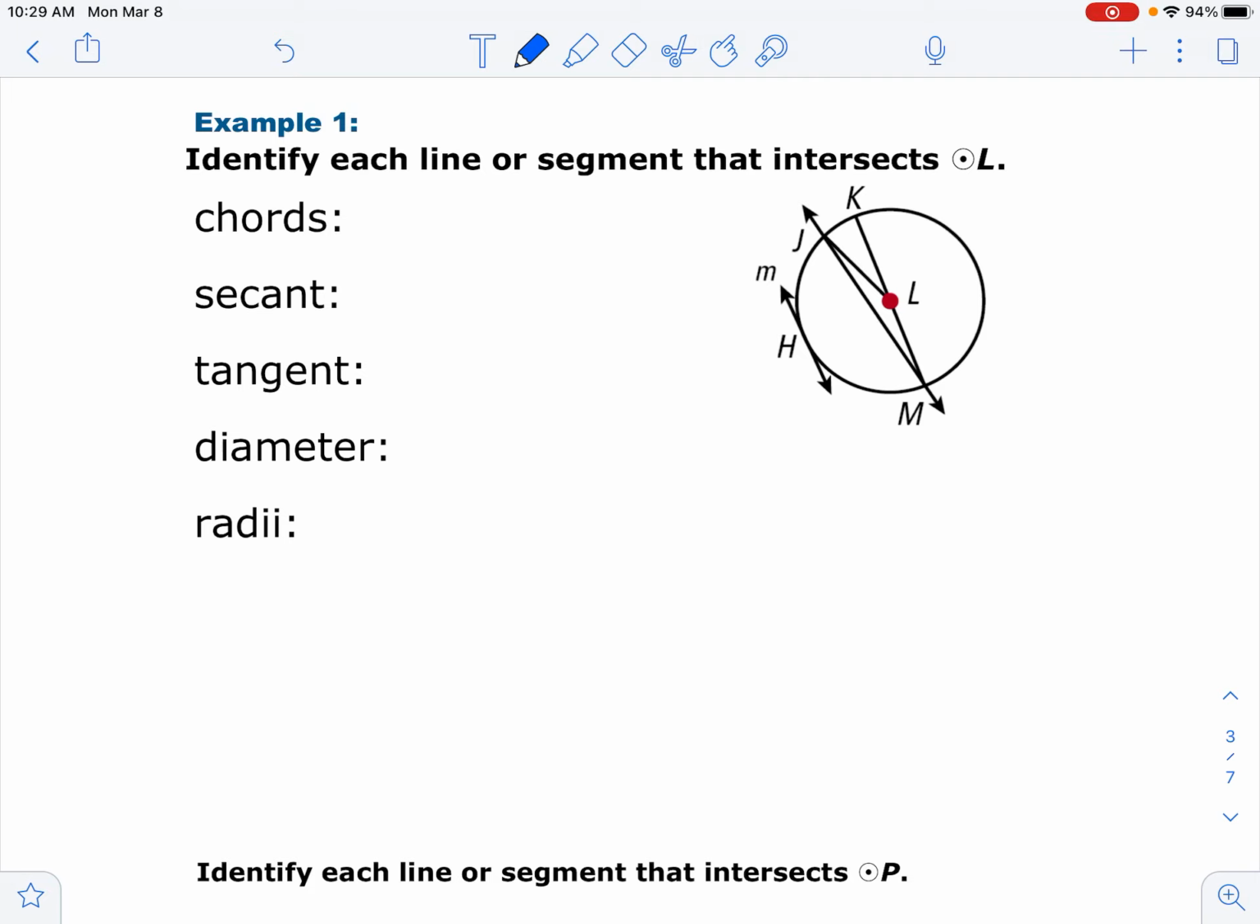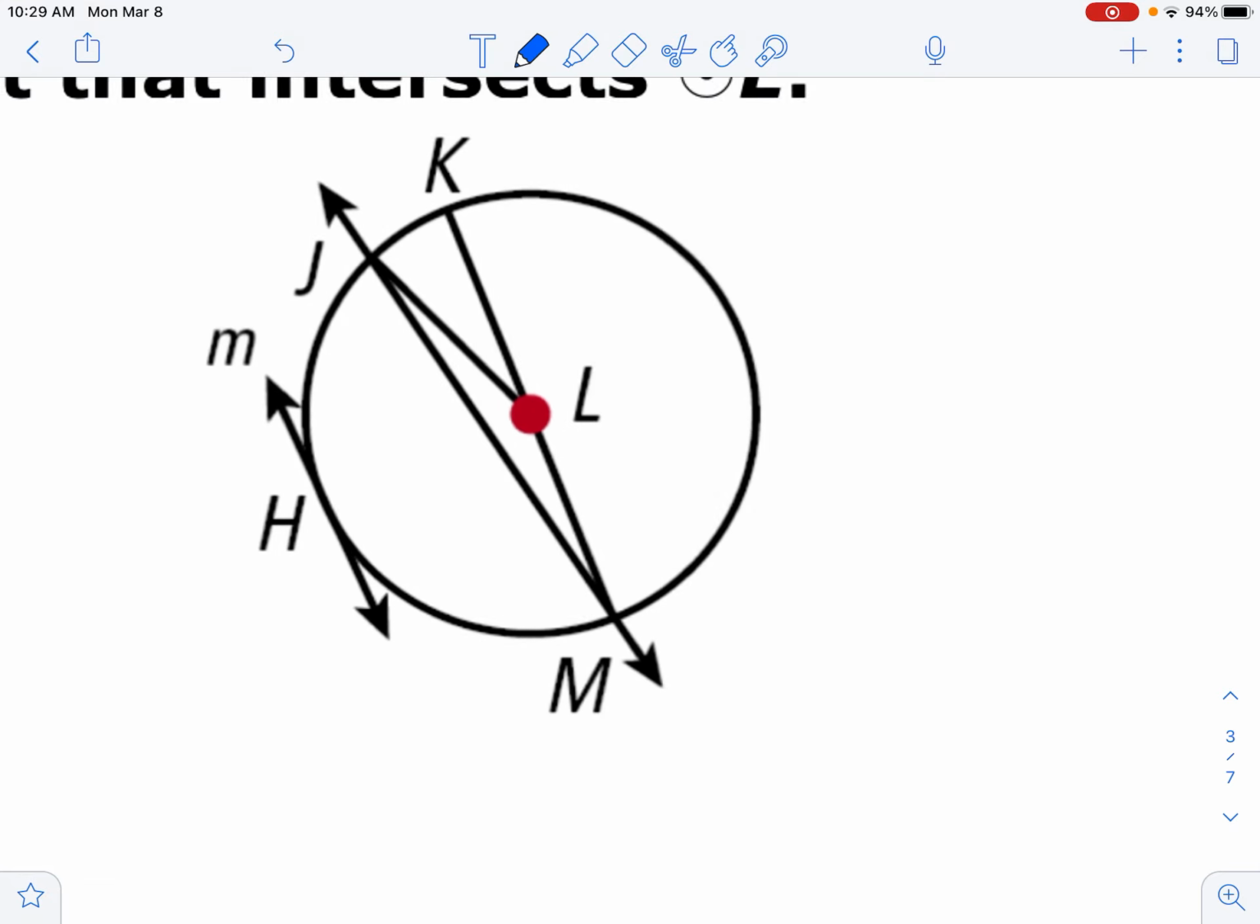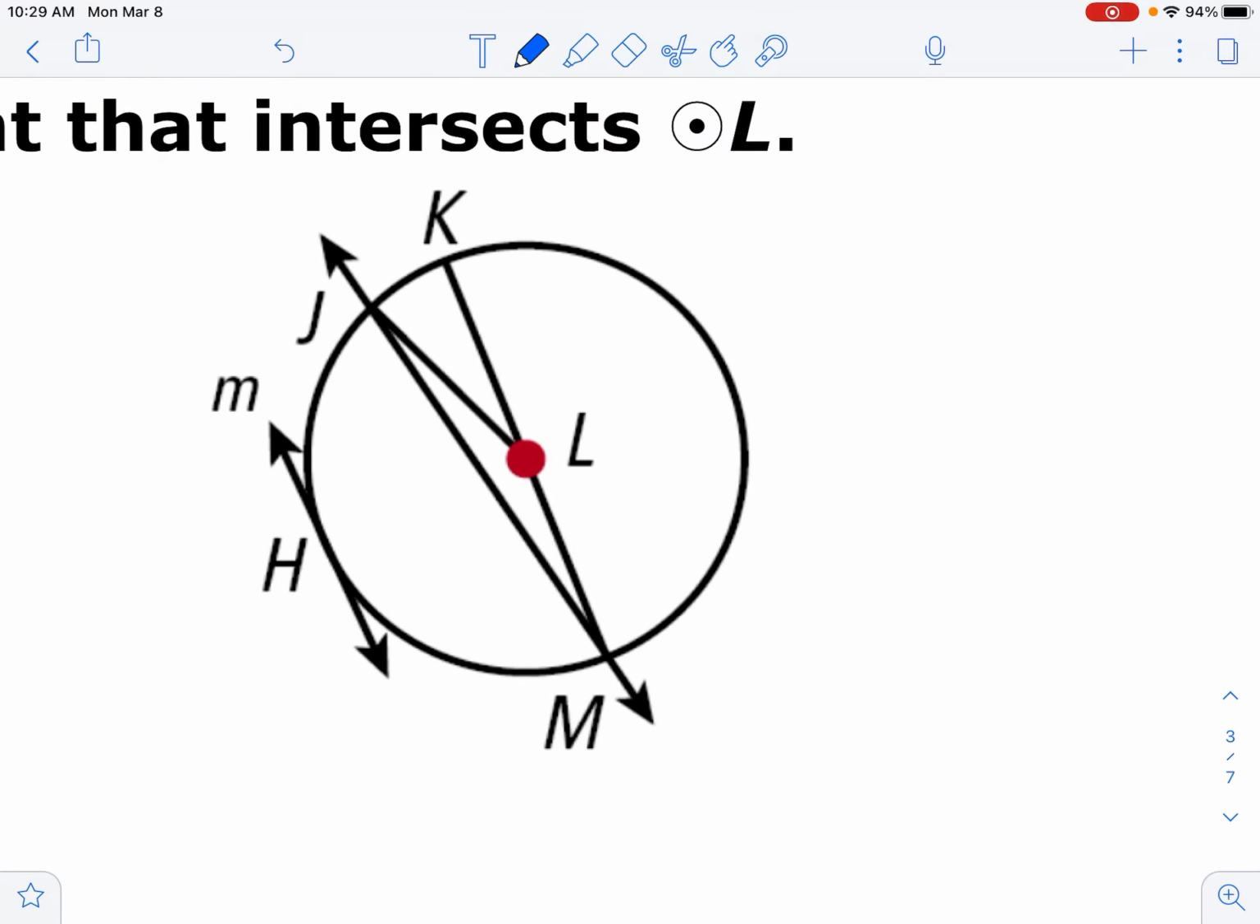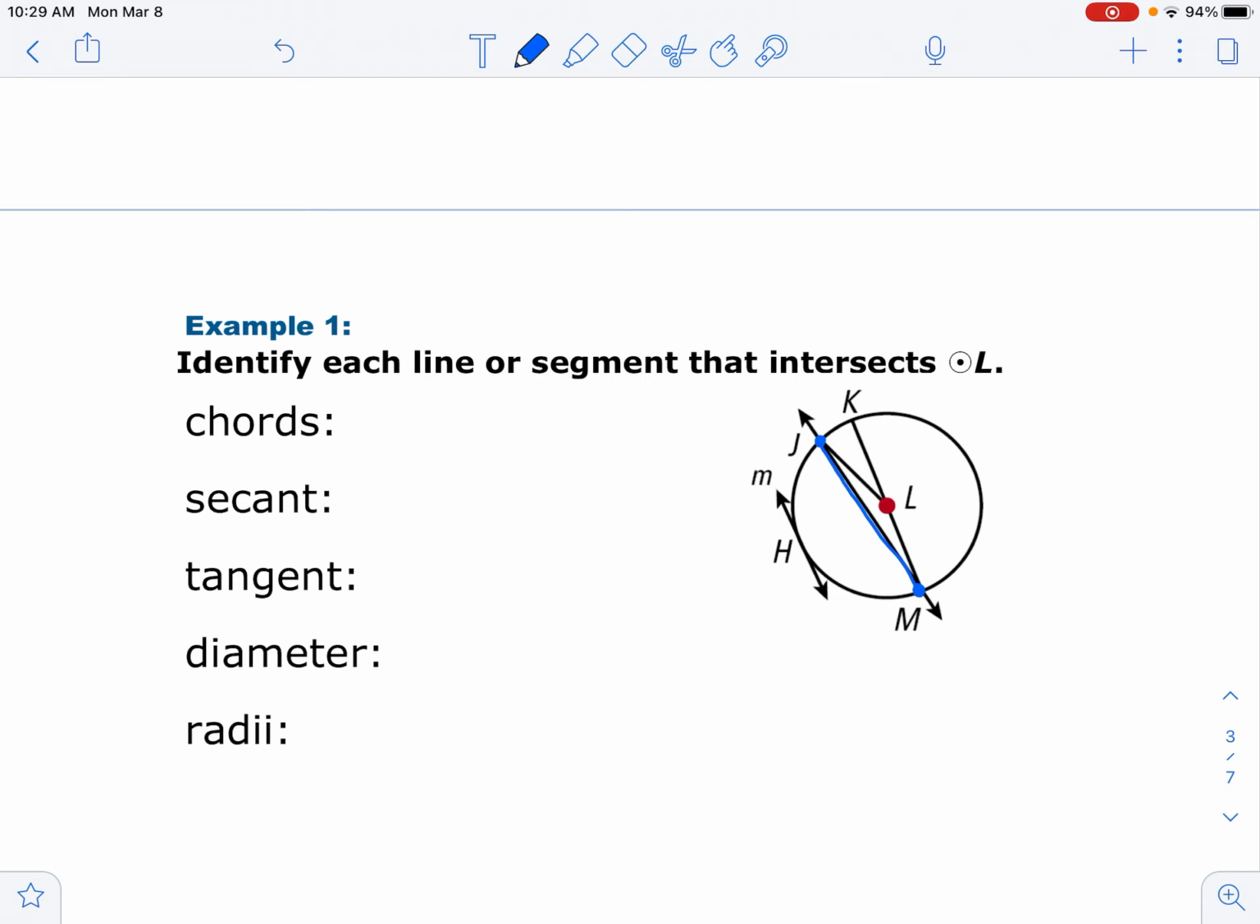So the first one says, identify each line or segment that intersects circle L. Notice it's circle L because the center is L. I want chords. So I'm looking for any segment that has endpoints on the circle. If you look right here, this is a chord. That's JM. So JM is a chord.